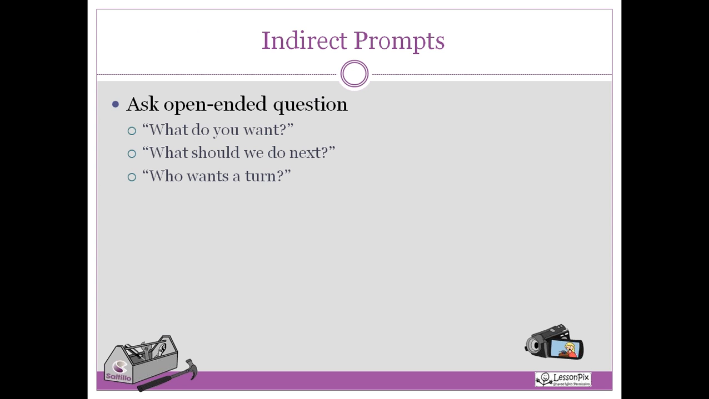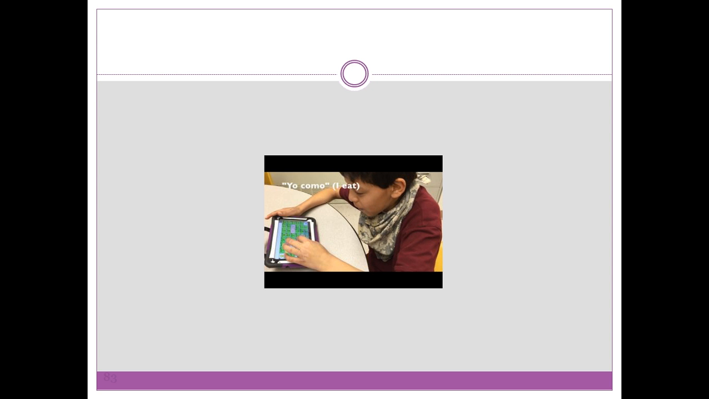Another way to do indirect is to do open-ended questions. What do you want? What should we do? Who wants a turn? So here's a boy. This is all in Spanish, but it's written up there.